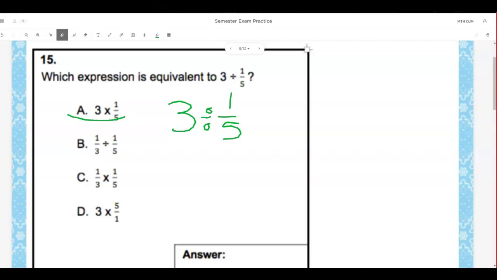Somebody else, something I can cross off. What do you think? 1/3 times 1/5. Okay, the number 3 is not the same as 1/3. If I give you $3, that's not the same as a third of a dollar. That's 33 cents. Yes, same reasoning. Okay, let's look at D.